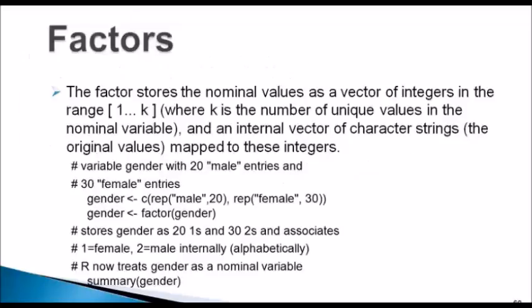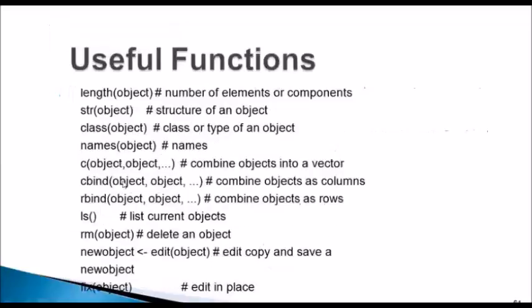Right. Okay. Now factors. The factor stores the nominal values as a vector of integers in the range 1 to k, where k is the number of unique values in the nominal variable, and an internal vector of character strings that map to these integers. So now you have a variable gender with 20 male entries, 30 female entries, all that you're defining here as a range, and R treats gender as a nominal variable, and this is what the factors would be.